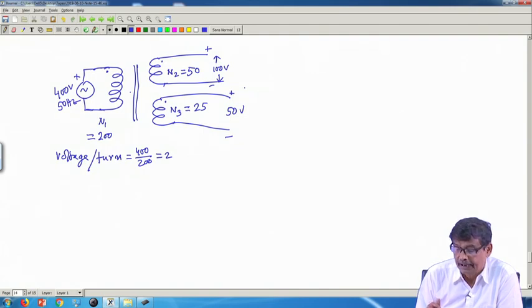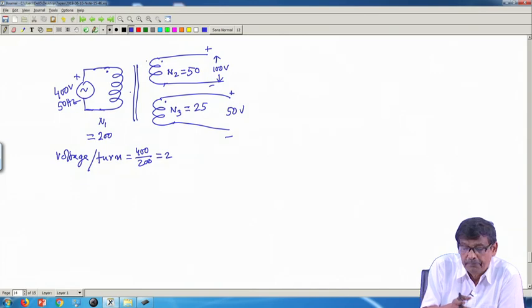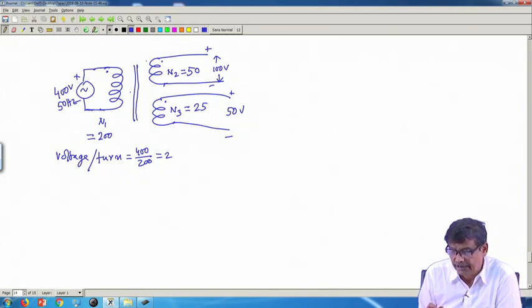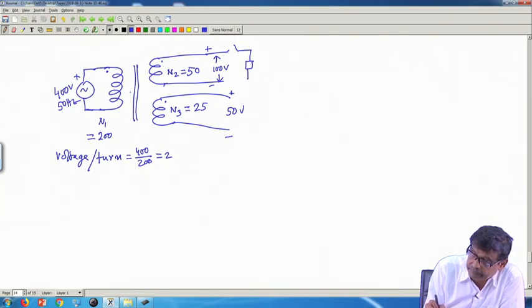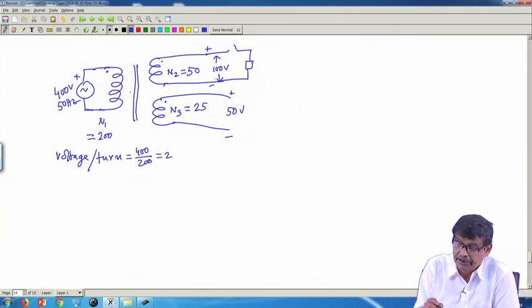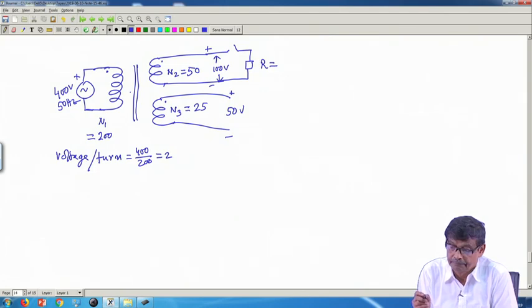The question is, when you supply loads, how do I calculate the primary current? It is slightly not that easy a problem. Let me put it this way. Suppose you have a switch here, and you have connected a resistive load here of, say, 10 ohm.